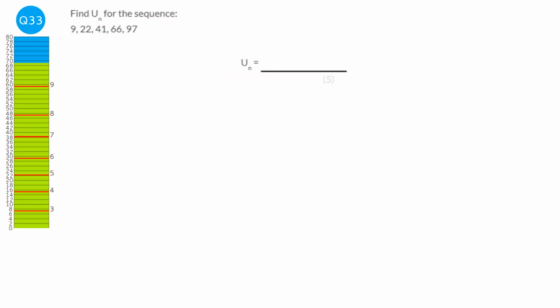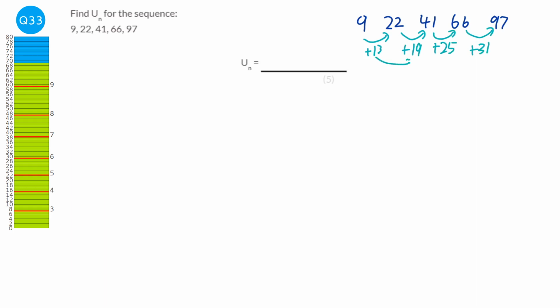So we're going to just quickly write out our sequence, so 9, 22, 41, 66, and 97. And we're going to find the differences of each of them. So that's going to be plus 13, then we've got plus 19. So they're different already, we know that it's not a linear sequence. And that's going to be plus 31.